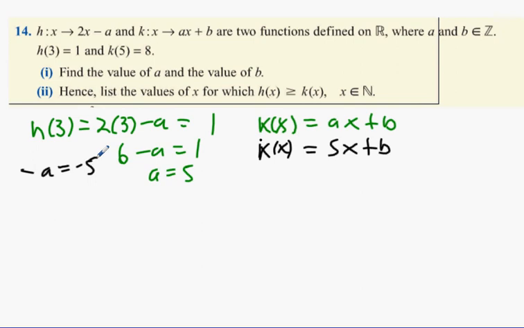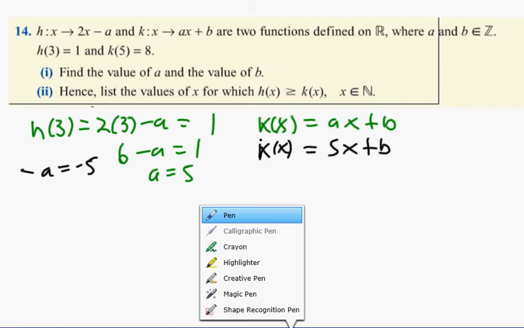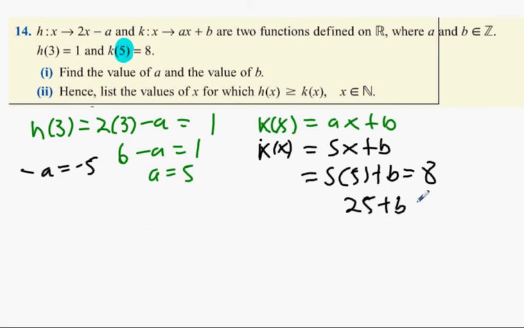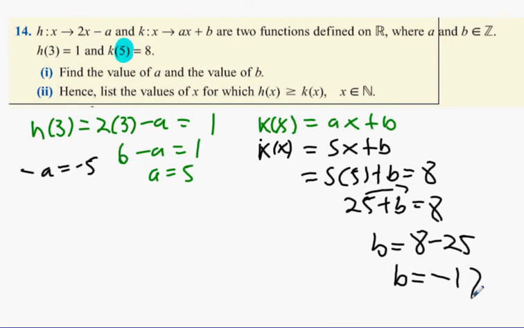Now, I have to input what, guys? 5. So 5 goes in here. So what we say is 5 times 5 plus b equals 8. 25 plus b equals 8. What is b? 8 minus 25. Minus 17 is what b is. Everybody alright with that?